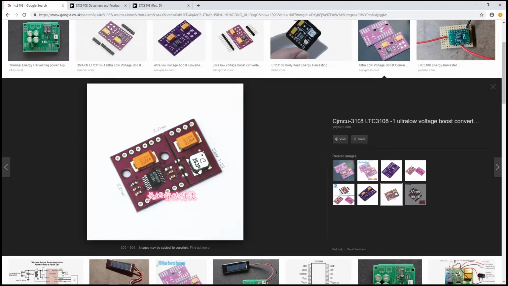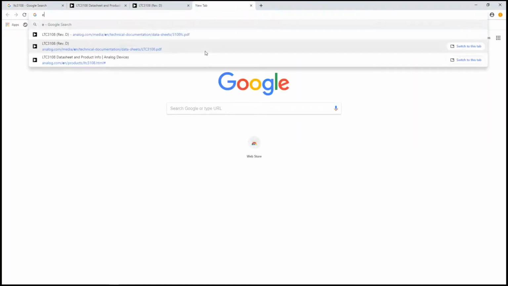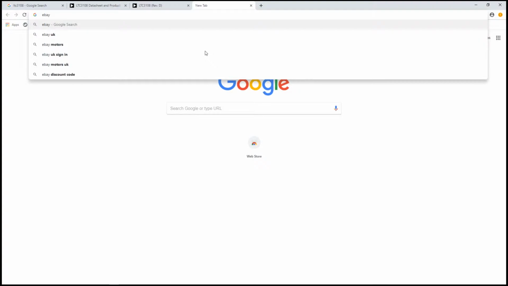Oh, I should have got one with a... Oh, that's got a 1 to 20 already installed in it. Interesting. Oh, well. If you're buying one of these, see if you can get one with an inductor already. On the other hand, let's see if we can get me an inductor.